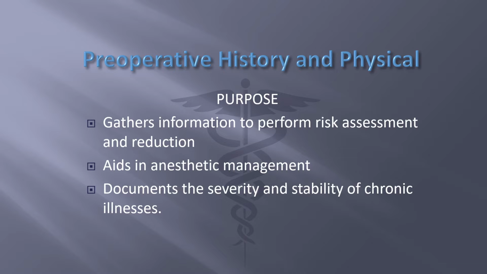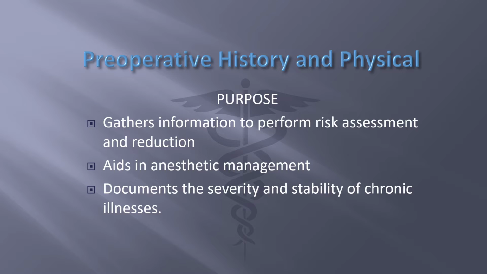Before a patient goes into surgery, it is very important that they have a preoperative history and physical. The purpose of the history and physical is that it gathers information so that we can do a risk assessment and reduce the risk of the patient once they are under anesthesia. It also helps aid in anesthetic management. It helps the anesthesiologist determine, can this person receive general anesthesia, or are their lungs not healthy enough for that? Do we need to do a block of some sort so that we don't have to put them completely under anesthesia?